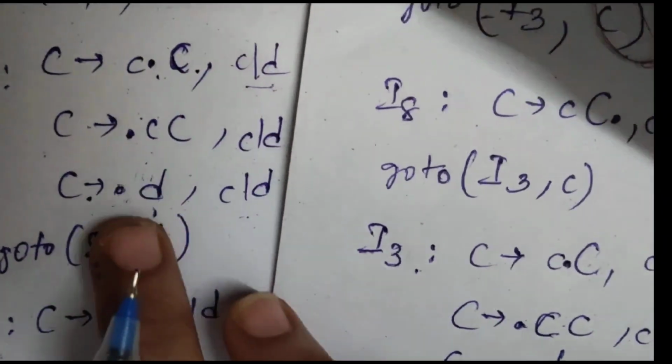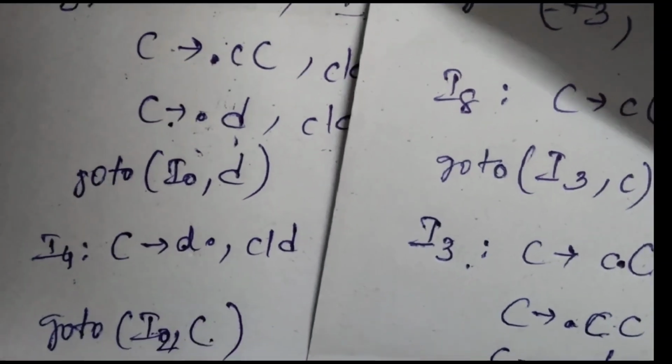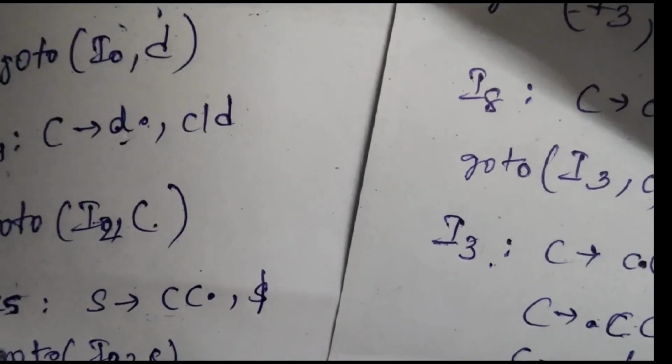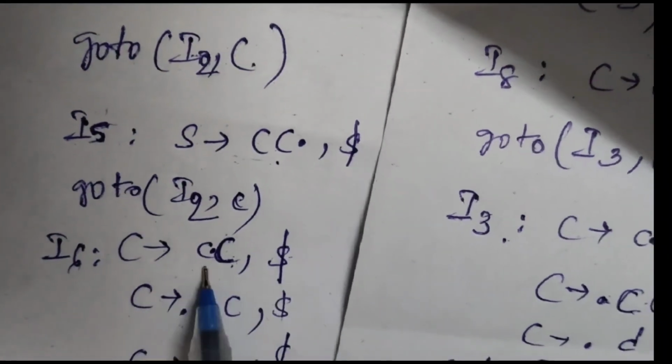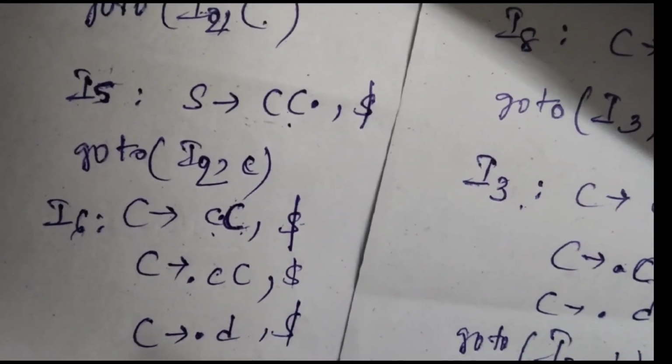Okay, next go to I3. In I3 all are completed, all we have shifted. So next go to I4. In I4 the dot has reached the end, so no need to calculate it again, skip. Now in I6, we need to shift all these dots. This dot will be shifted here, this dot will be shifted here, and this dot will be shifted here.